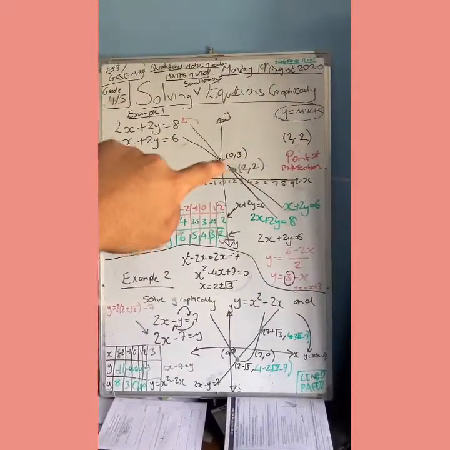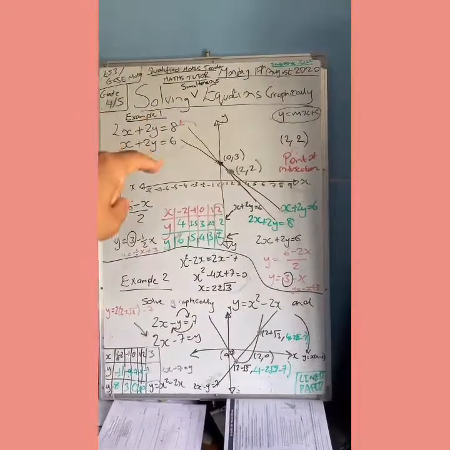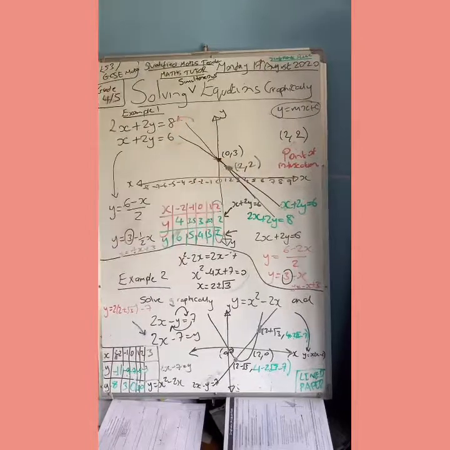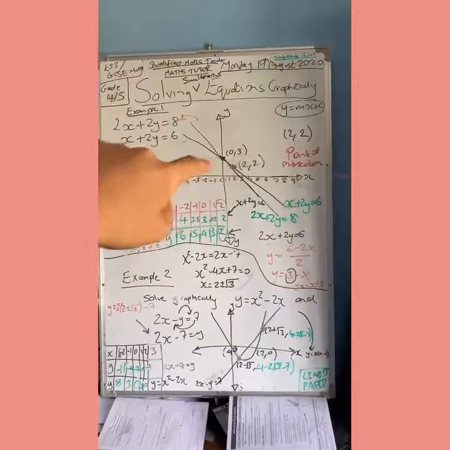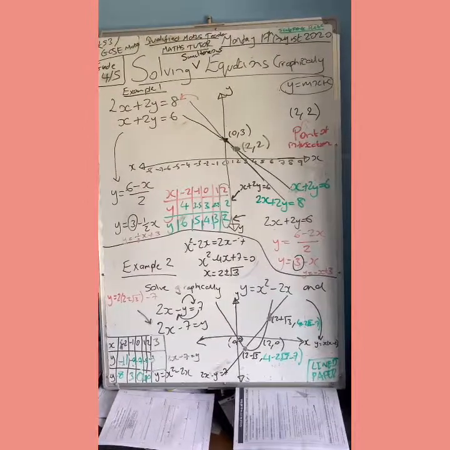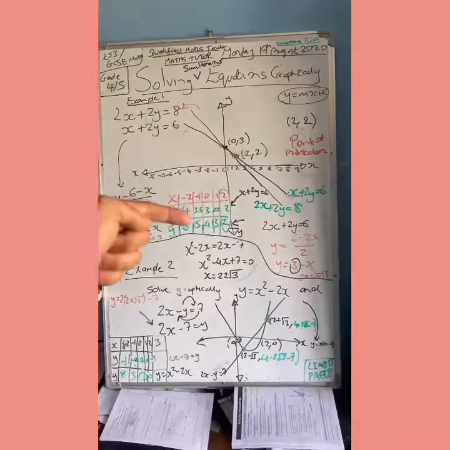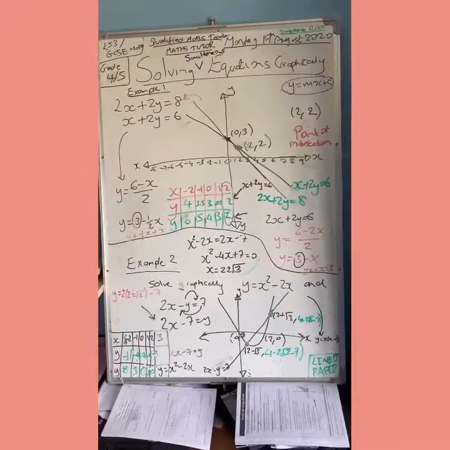So ignore that. The lines should just cross at one point, and that's 2, 2, and not 0, 3. I made a mistake there, guys, apologies. So that is how I would do that. From when I substituted into my table of values, I can see that I got that as my answer.